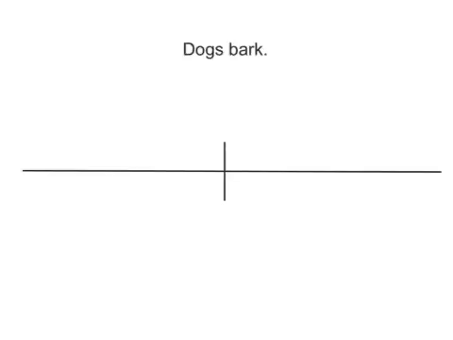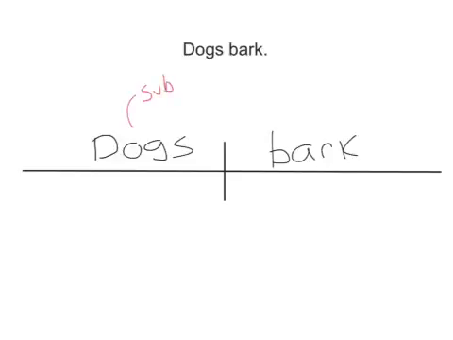Okay, so for this one, our subject is dogs. And what did they do? They bark. So we make sure we have this is our subject, and it is also a common noun. And what do they do? They bark. That's our action verb, and it's also our predicate.